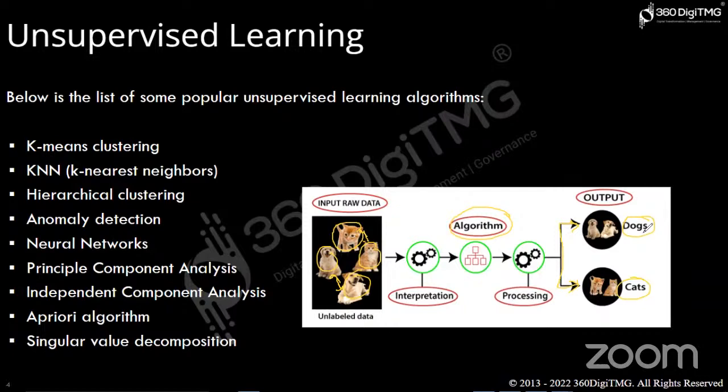We have different unsupervised learning algorithms, such as k-means clustering, k-nearest neighbor, hierarchical clustering, anomaly detection, neural networks, principal component analysis, independent component analysis, a priori algorithm, singular value decomposition. Popular ones such as principal component analysis and singular value decomposition come under dimension reduction.